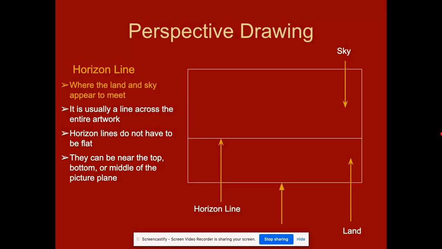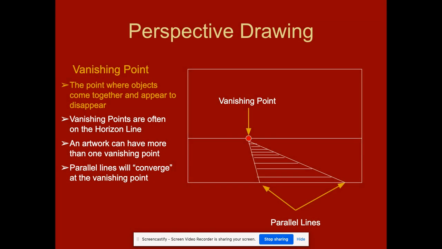Now, again, the horizon line is where the land and the sky appear to meet. And it's usually across the entire canvas or the entire artwork. But the horizon line does not need to be flat, and it can be either near the top, the bottom, or the middle of the picture plane.